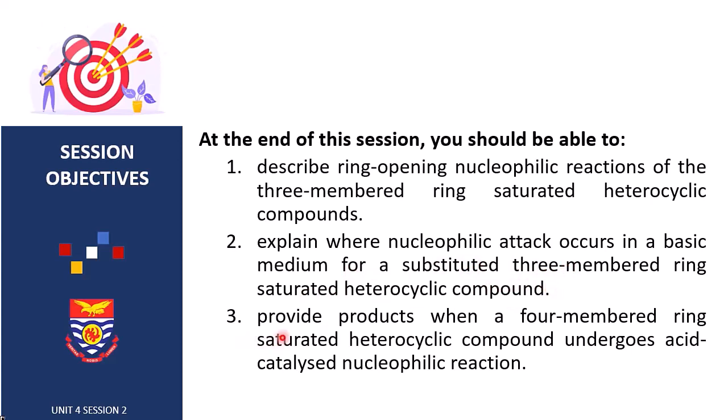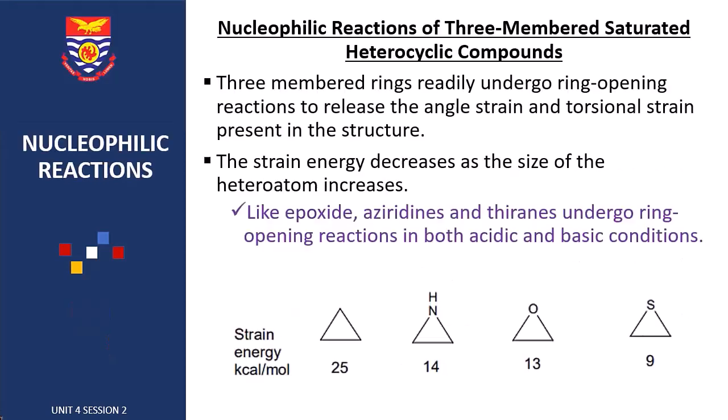Lastly, you should be able to provide products when four-membered ring saturated heterocyclic compounds undergo acid catalyzed nucleophilic reactions. So to begin with, we are going to look at the nucleophilic reactions of three-membered saturated heterocyclic compounds. The typical examples we are going to use are aziridine, ethylene oxide, and then of course thiirane.